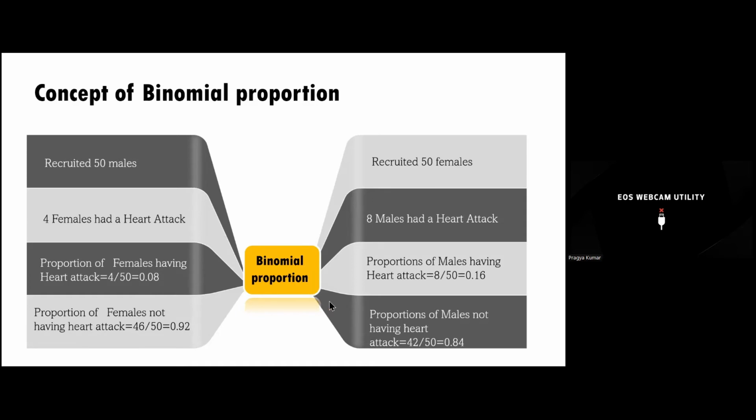This is the binomial proportion, where you have got two proportions. First is the proportion of having a particular outcome of interest, and the second will be the proportion of not having that particular outcome of interest, which in this case is the heart attack.